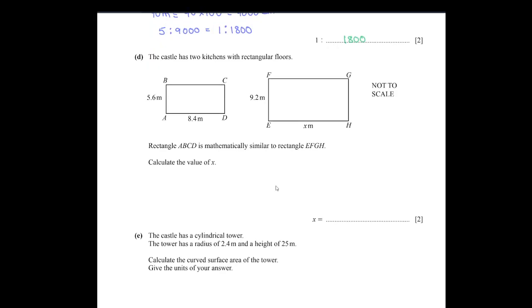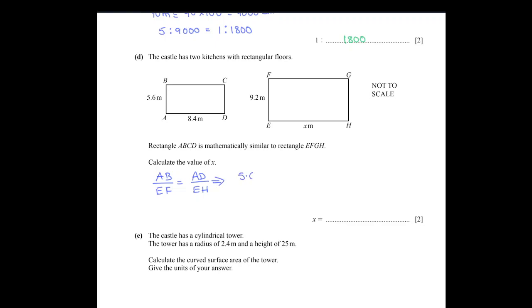Question D. The castle has 2 kitchens with rectangular floors. The rectangle ABCD is mathematically similar to rectangle EFGH. Calculate the value of x. So the corresponding sides are in the same ratio when two of the shapes are similar. The corresponding side of AB is EF. So AB by EF should be equal to AD by EH. So write the values.